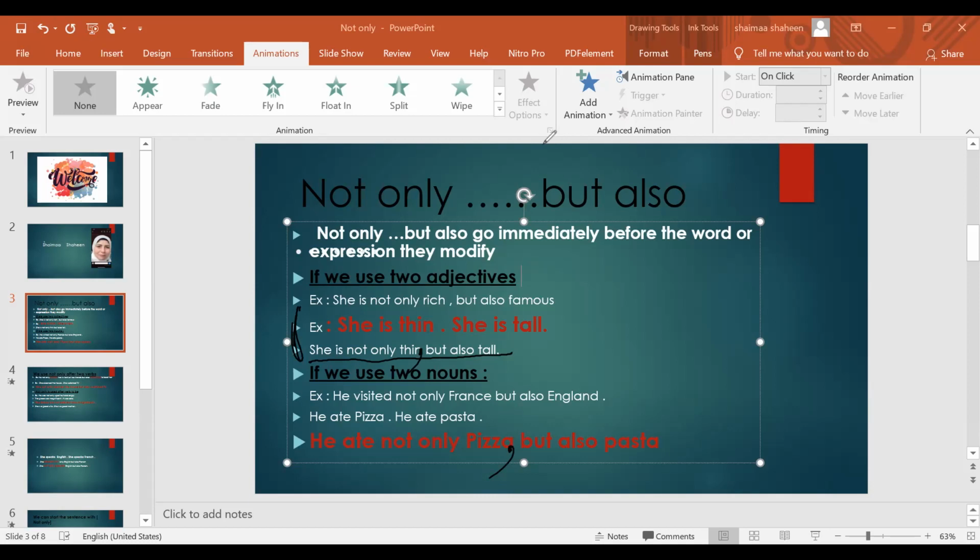But what if I use not only before the verb, is it an error? Can I say he not only ate pizza, but also pasta? Can I say this? Do you agree with Salma? Salma says no, and then she says yes. Yes, you can. If it comes before the verb, it's okay, except for verb to be. With verb to be only, the not only comes after the verb. So this is an exception for verb to be. But with any other verb, it can come before or after, no problem. Is it clear? Okay, thank you. So let's continue.